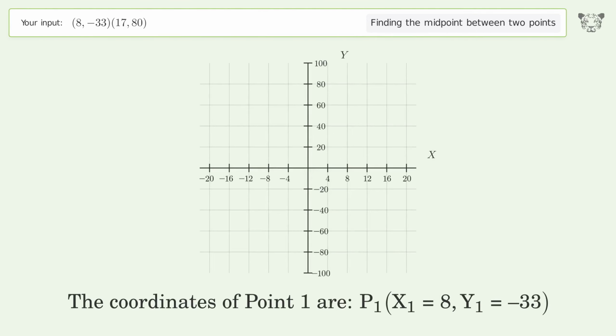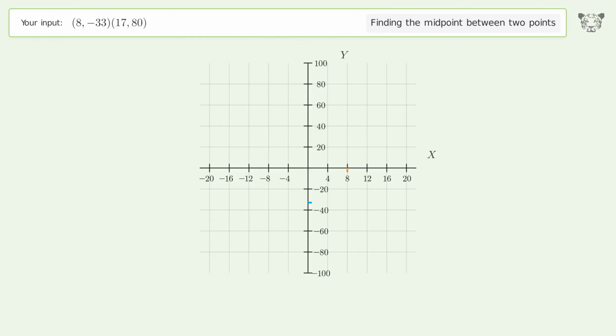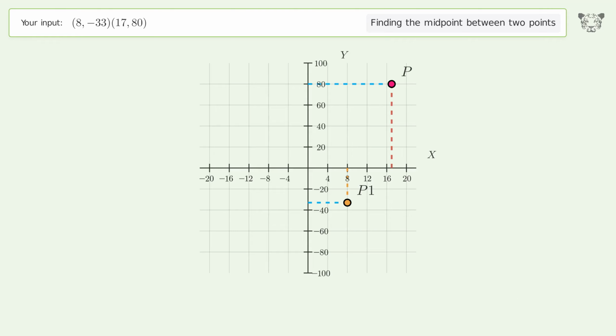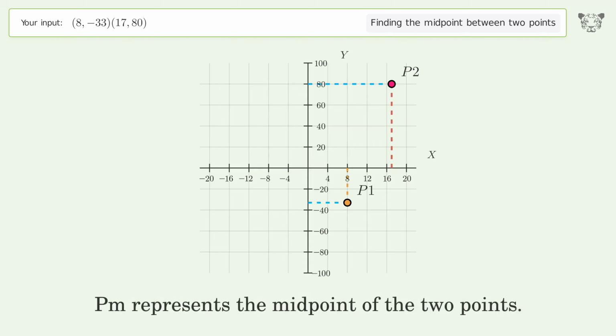The coordinates of point 1 are x1 equals 8, y1 equals negative 33. The coordinates of point 2 are x2 equals 17, y2 equals 80. PM represents the midpoint of the 2 points.